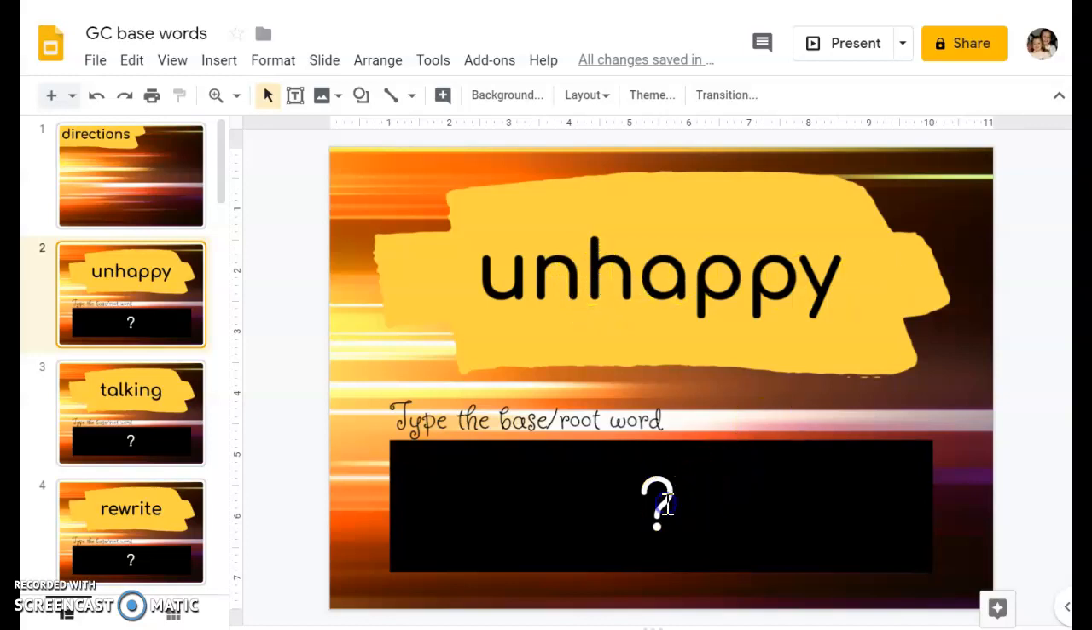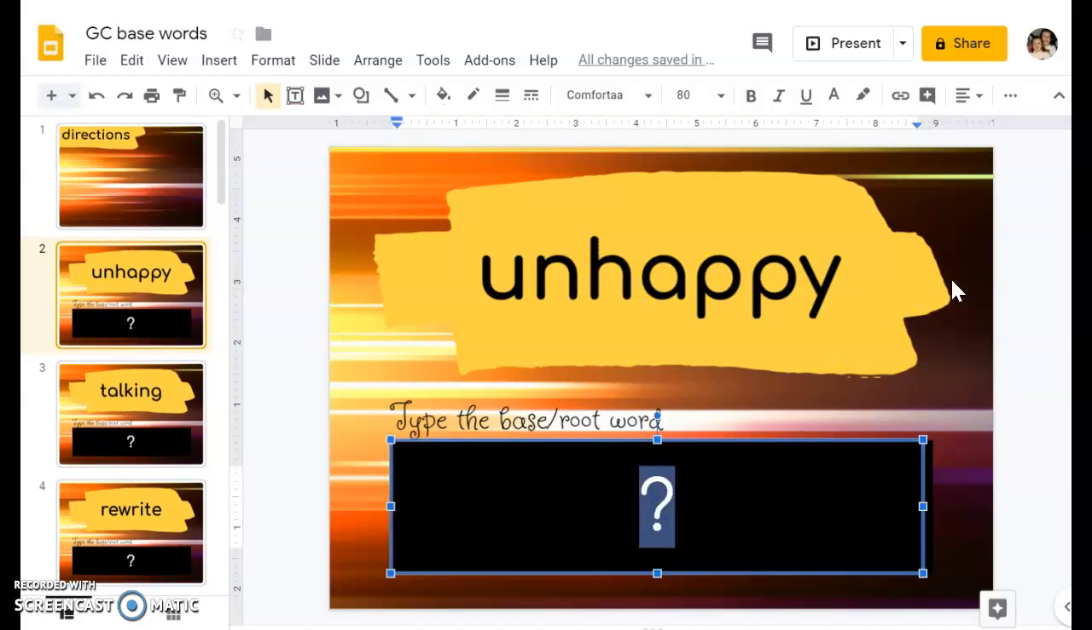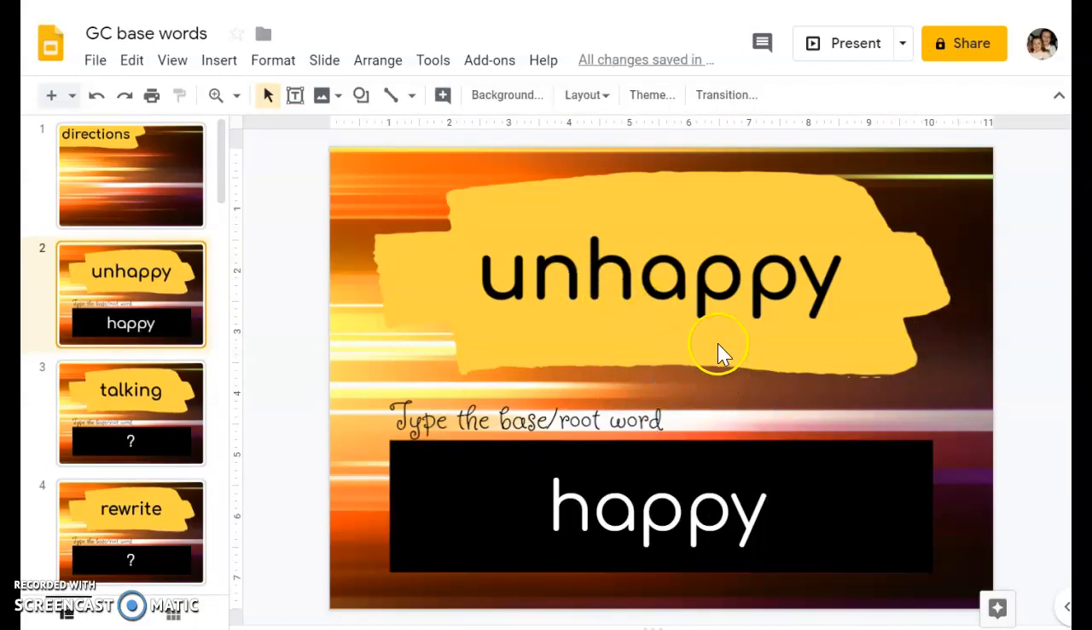So I'm going to double click my question mark so it turns blue, and then I'm going to use my keyboard to type the word happy, H-A-P-P-Y. Now I should be spelling it exactly right because I can see it up above. So that one has a prefix and the base word is happy.